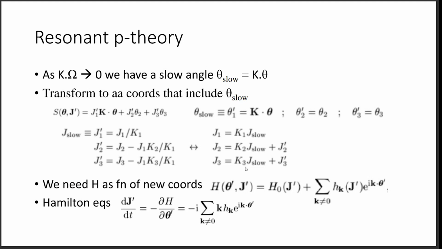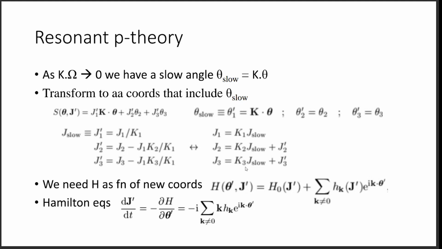Maybe I should have got this one. In order to get J1, I have to differentiate this with respect to theta, right? In order to get back my old action, I differentiate this with respect to theta. And what do I get? I get K1 times J1 primed, and that's what this is, I think, telling me. So I get these, and then I've inverted those equations to get these. So that's my set of transformations.